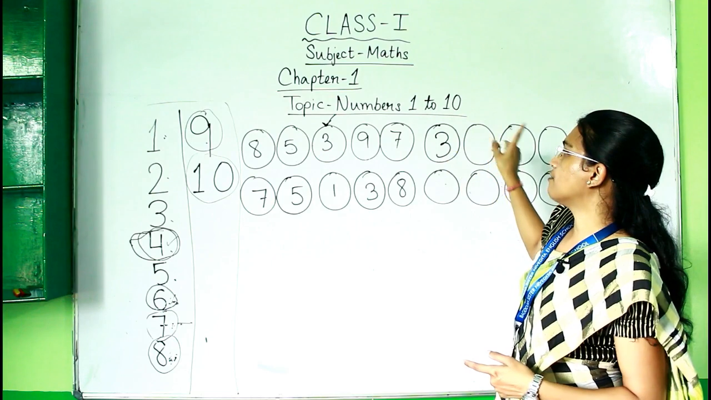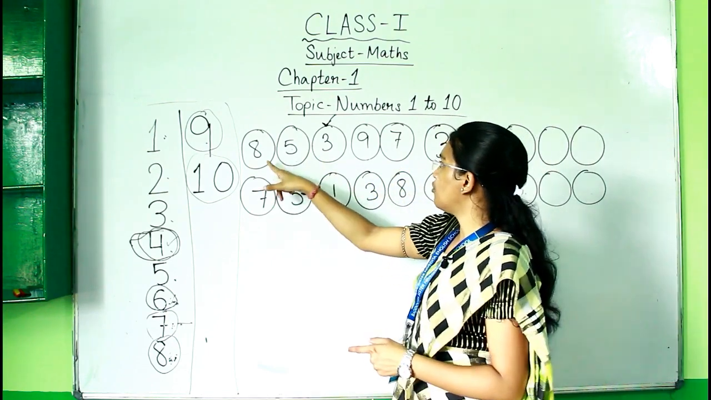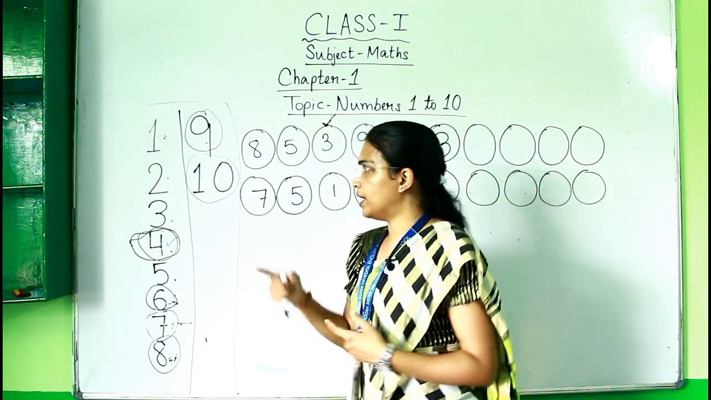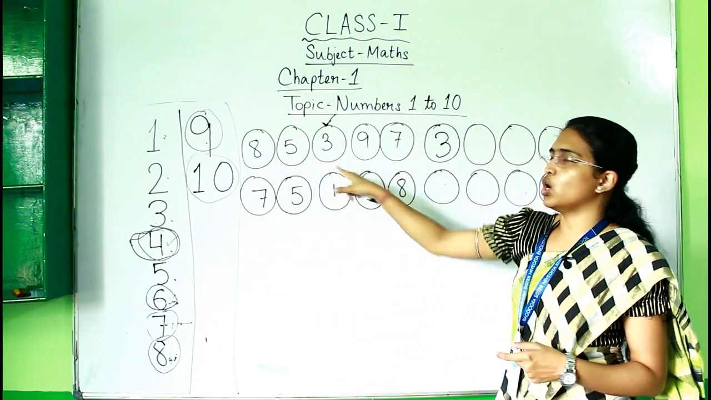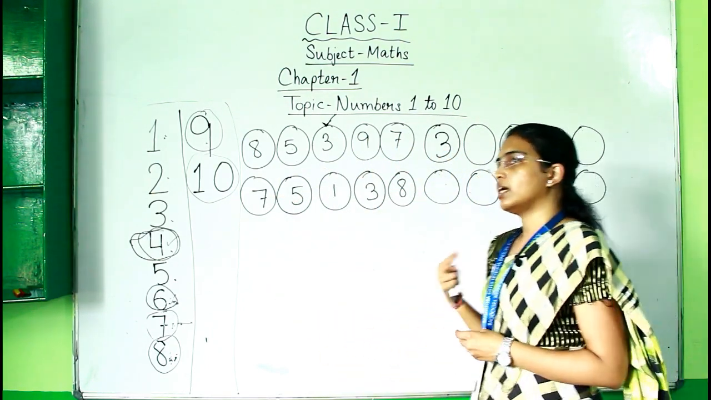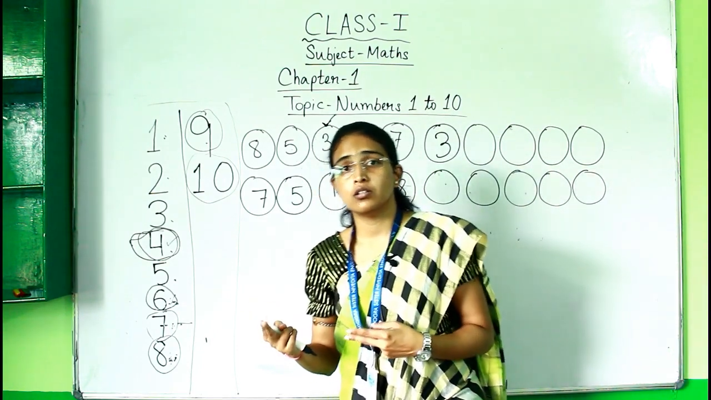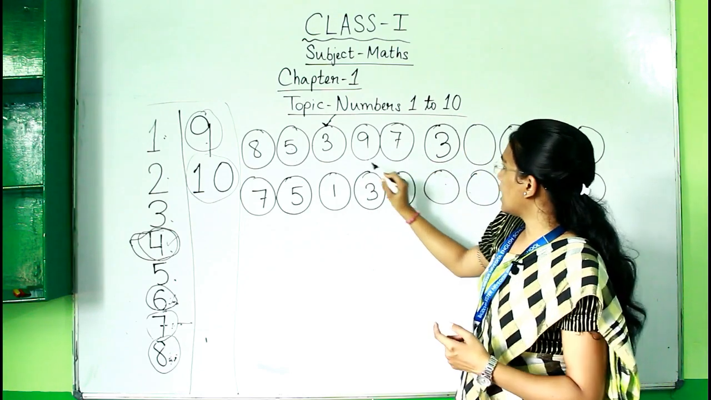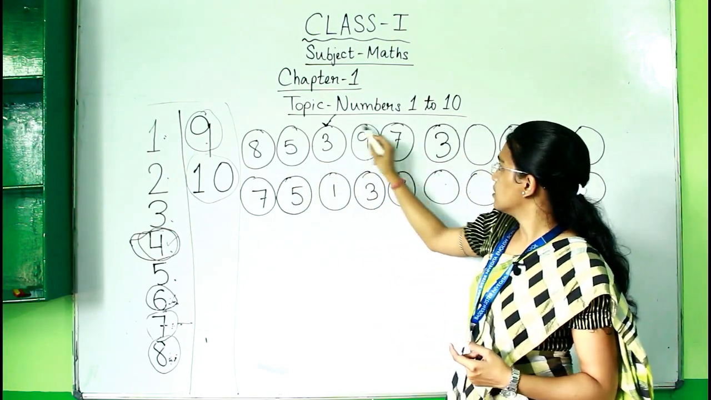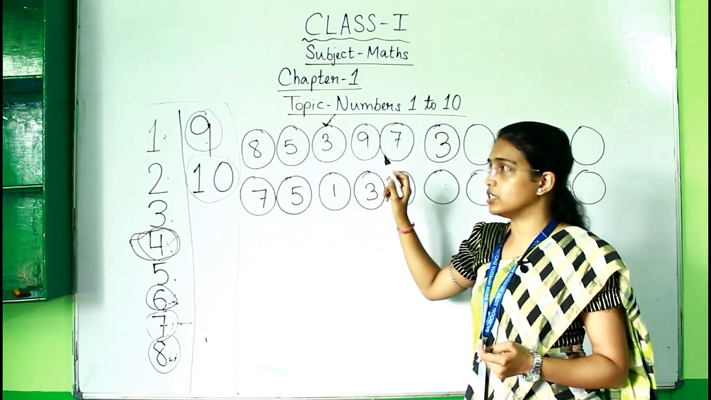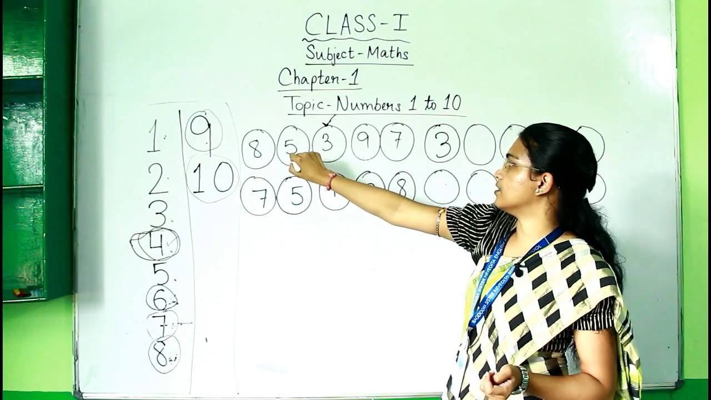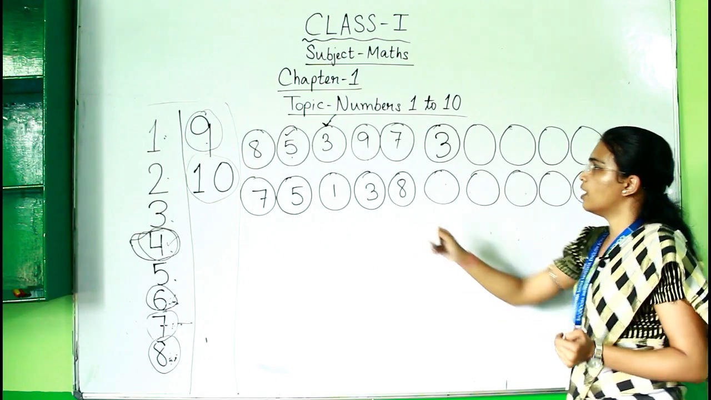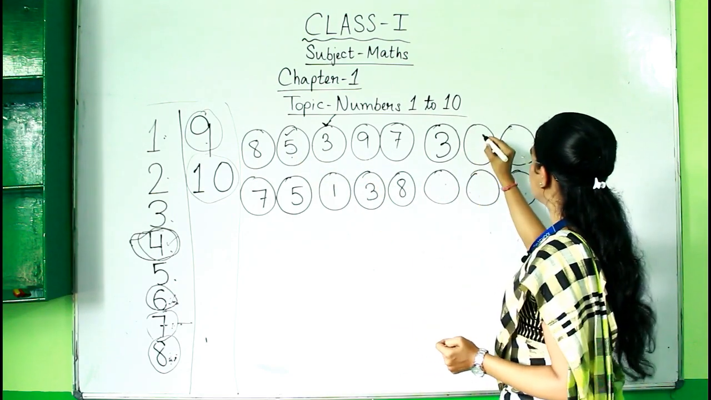Now we have to find out another smallest number. What comes after 3? 4. But is 4 there? No. So what comes after 4? 5. Now look, can you see 5 in these boxes? Yes, it is here, right? So we have to write number 5.